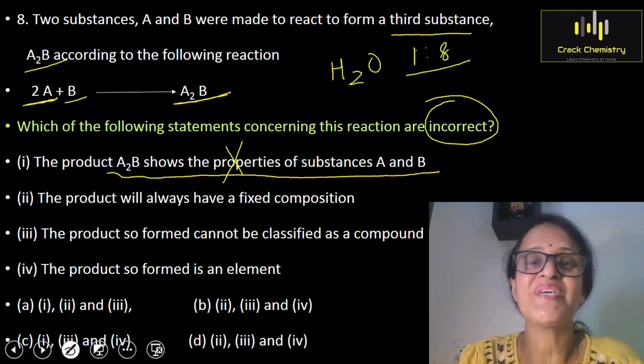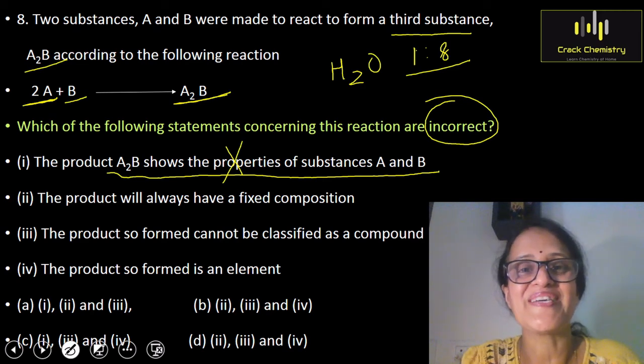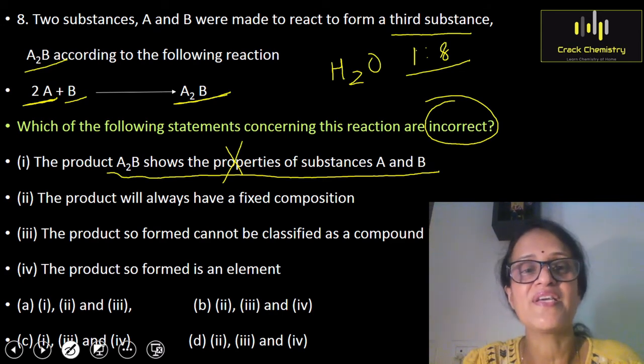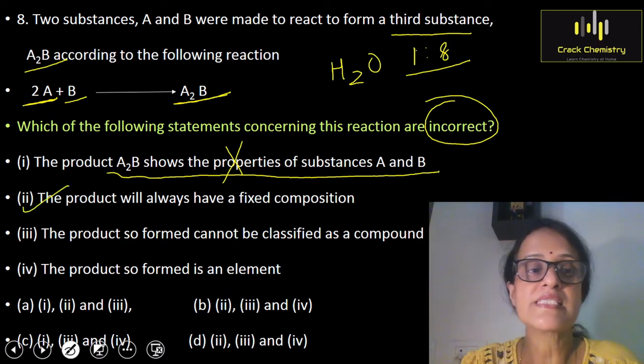So hydrogen burns with a pop sound. You all know that. And oxygen is a supporter of combustion. But when hydrogen and oxygen combine in a ratio of 1:8 by mass, they form water, which is used to extinguish fire. So always remember that the properties of a compound are different from the properties of the elements from which it is made up. Now consider the second option.